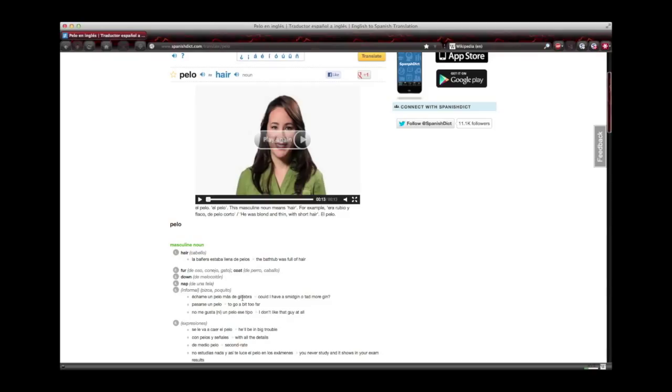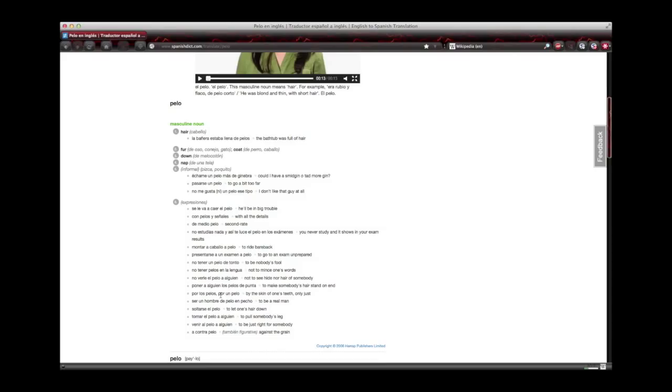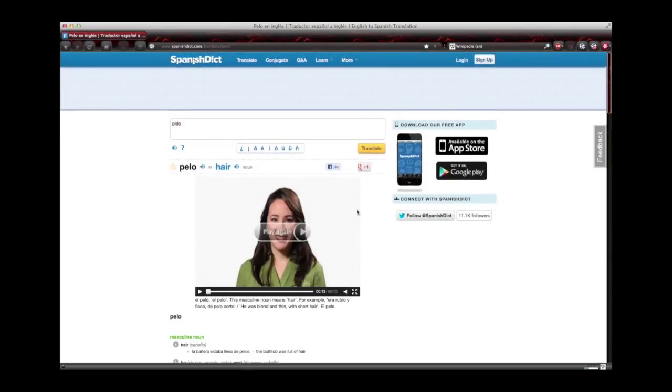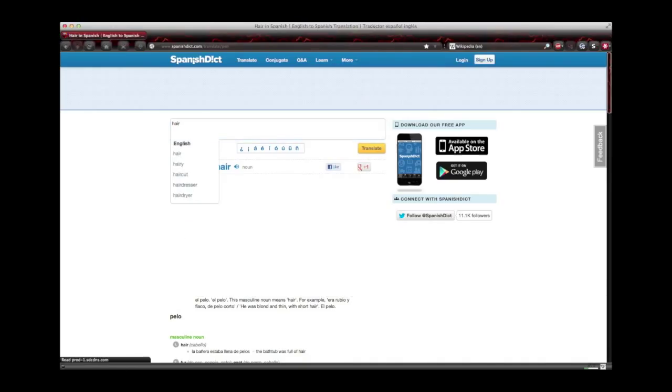Or perhaps ginebra, which means gin. See, it'll translate Spanish to English and English to Spanish. It auto-detects the language that it's in and then translates it for you right away. So any word that is on a SpanishDict.com page, anywhere on the page, double-click it and it'll tell you what it means. Very convenient. Let's go ahead and look up an English word here.